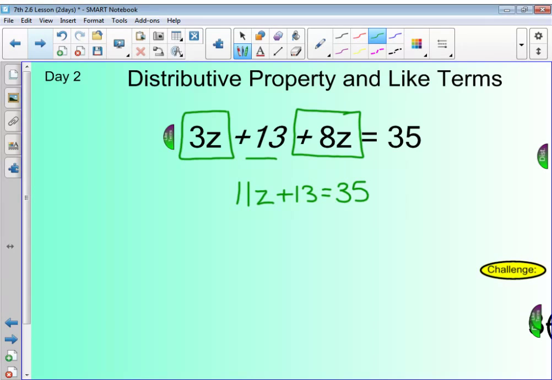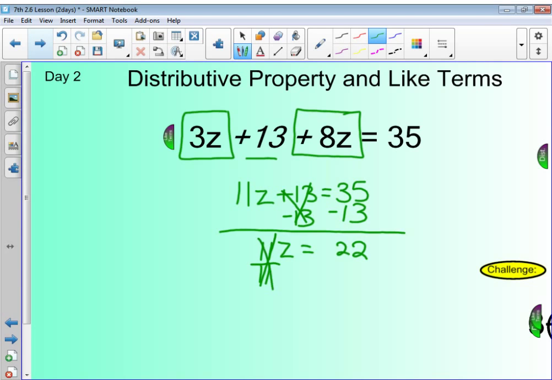Okay, so now we have a two-step equation. So we want to work it just like we did the other day. So right now it's plus 13. Well, the opposite is minus 13. Minus 13. We have 11z equals 22. So now we'll divide by 11 to get that 11 away from the z. Divide by 11. Z equals 2. Okay, so sometimes you'll end up with where it's not all the same terms. So here was an example where we had some z's and some constant or standard numbers.